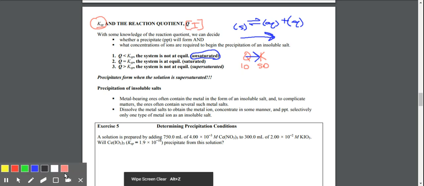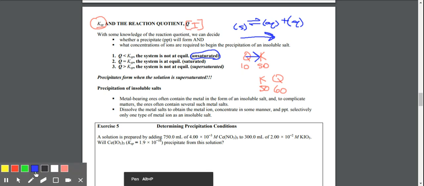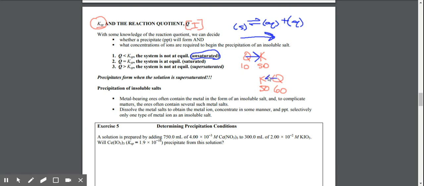If I solve for Q, and let's say that it is greater than K, so again, let's just say K is 50 and my Q value is 60, what that is going to do is cause my reaction to shift to my reactant side. Now, if we think about it here, if I have to shift to the reactant side, then that means I'm no longer dissolving into my ions. I've now stayed as a solid. If that's the case, then we call that supersaturated.